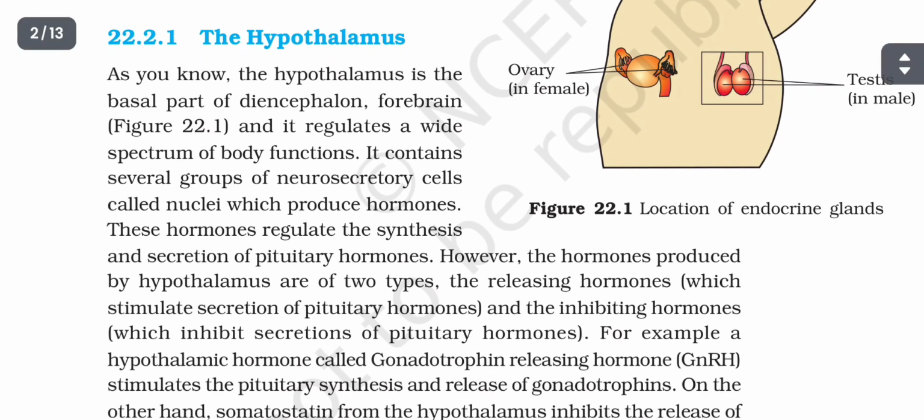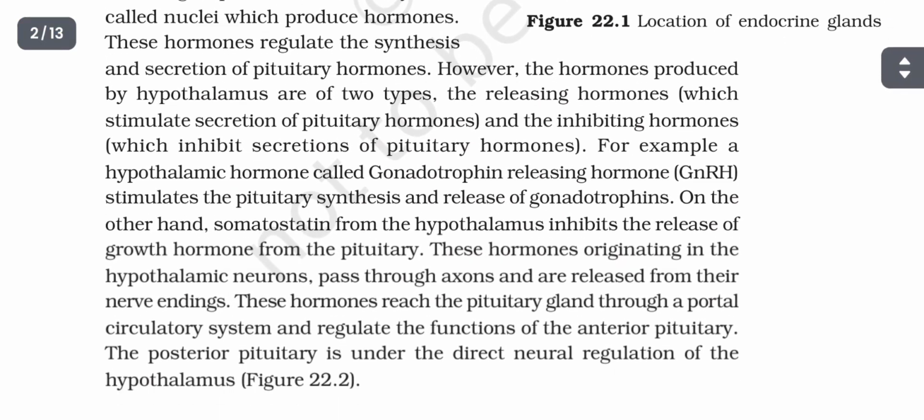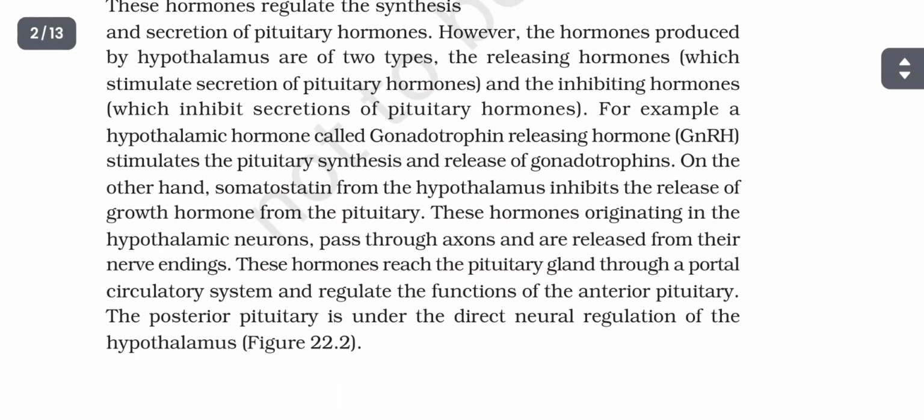The hypothalamus. As you know, the hypothalamus is the basal part of the diencephalon, forebrain, and it regulates a wide spectrum of body functions. It contains several groups of neurosecretory cells called nuclei which produce hormones. These hormones regulate the synthesis and secretion of pituitary hormones. However, the hormones produced by the hypothalamus are of two types: the releasing hormones which stimulate secretion of pituitary hormones, and the inhibiting hormones which inhibit the secretion of pituitary hormones.